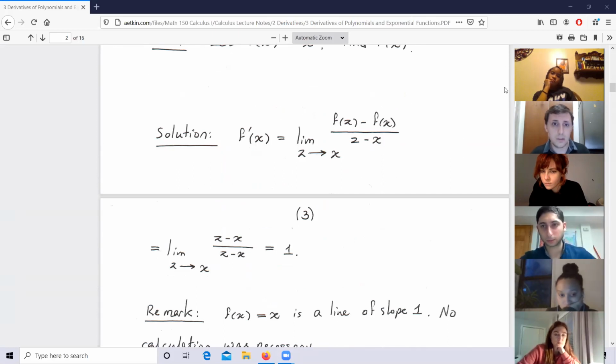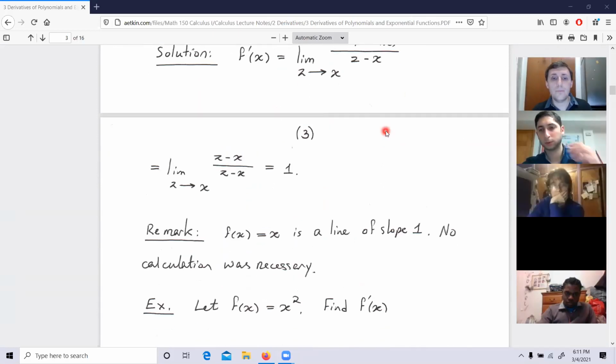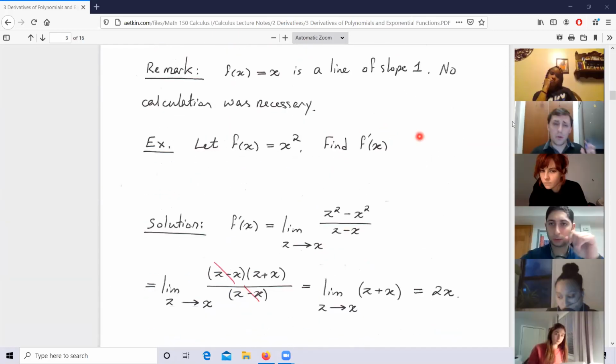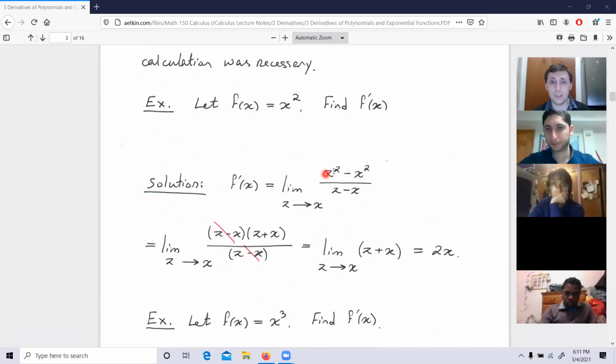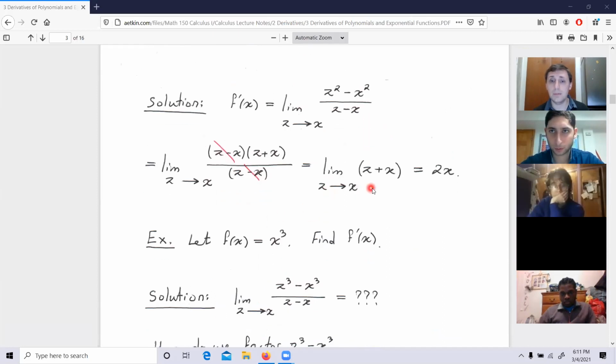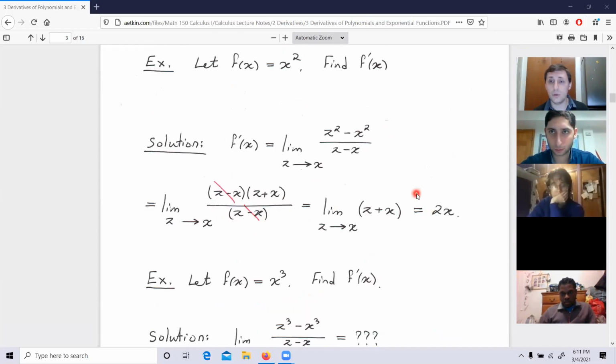Good? Now, we go on and examine the derivative of x squared. Without doing any calculations, it's a bit difficult to say what slope we will see when we zoom in. But we can carry out this process. We take the limit, z squared minus x squared over z minus x. We factor it out, we cancel the z minus x, and the limit becomes 2x.